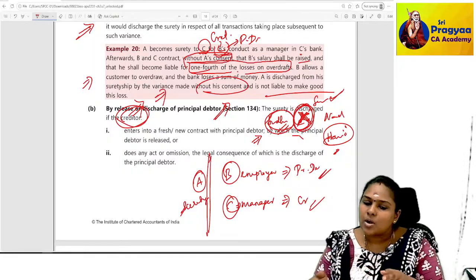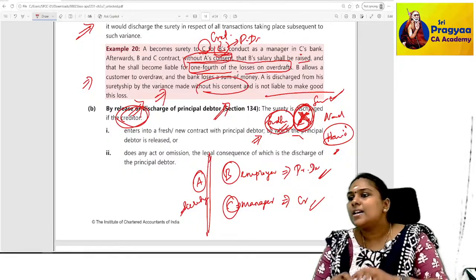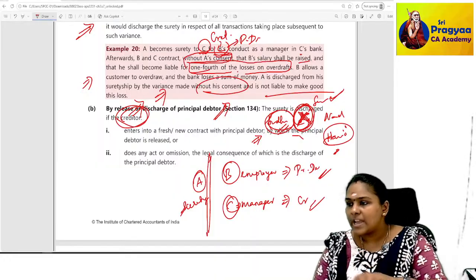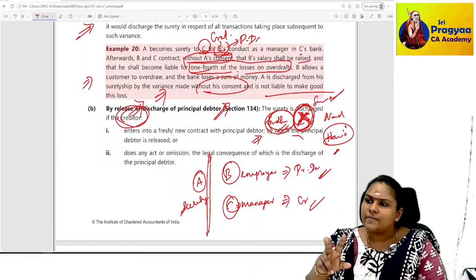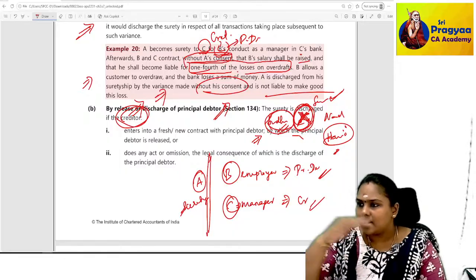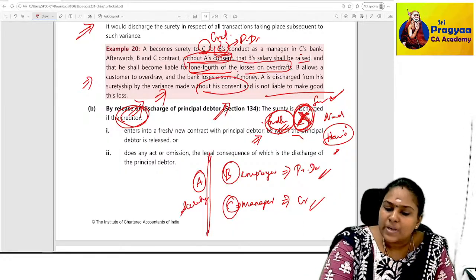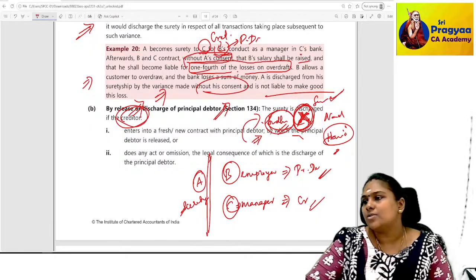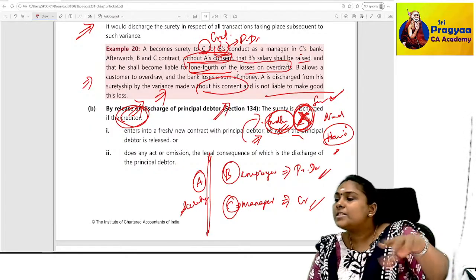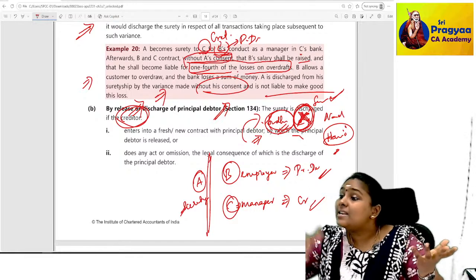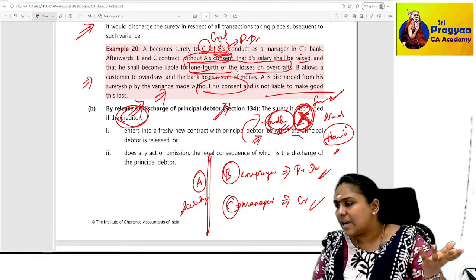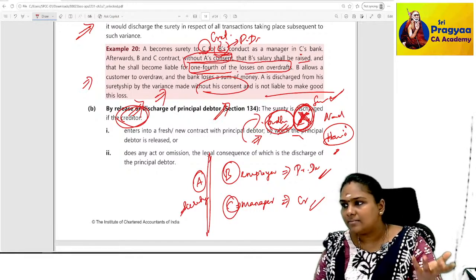Ma'am, if you ask me, this is also same as novation. Sir, similar to novation. Okay, sometimes novation we both agree together and enter into a new contract. Sometimes this can happen because of legal stances also. Say for example, the principal debtor died. Who has to repay? Legal representative has to come and repay the loan. Correct?